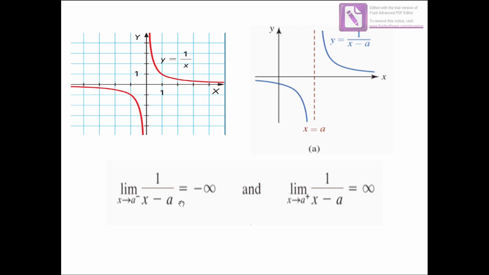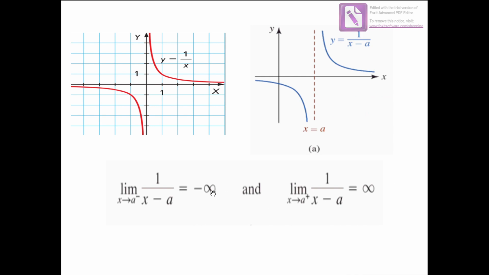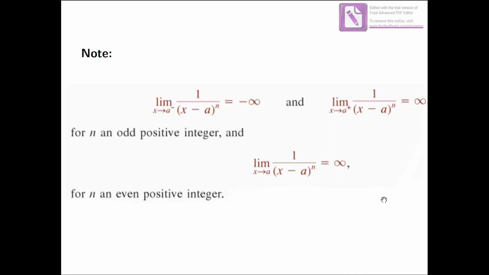For this one here we have the power is equal to 1, and it is odd. So for an odd power, we said one of them is positive: when x approaches a from the left it is minus infinity, when x approaches a from the right, it will be plus infinity. So here, when x approaches a from the left it will be minus infinity, and when x approaches a from the right, it will be plus infinity.